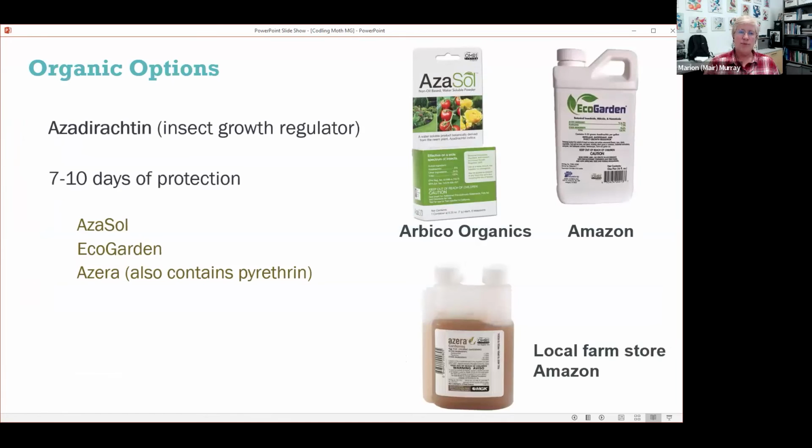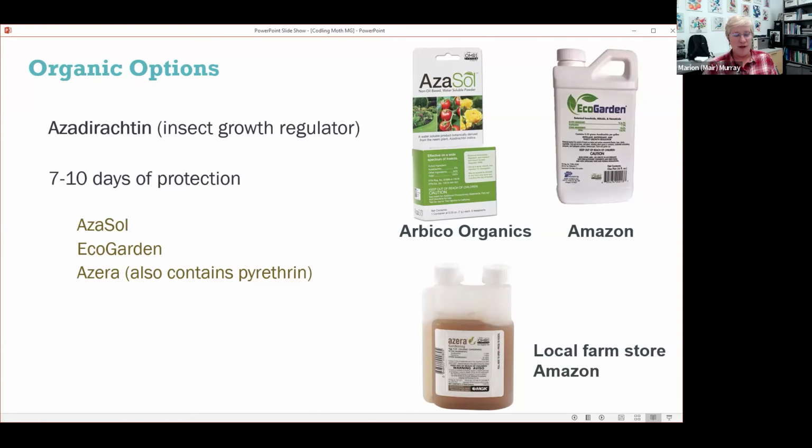So the one that was atop of the list is called azadirachtin. So it's kind of a big name, but that's the ingredient. And this is actually derived from the same tree as neem oil, but it's a lot more effective product. 7 to 10 days of protection. The issue with this, and I don't know why, but it's really not widely available for residential use. Like you can't just go to a big box store and find a product with this ingredient.